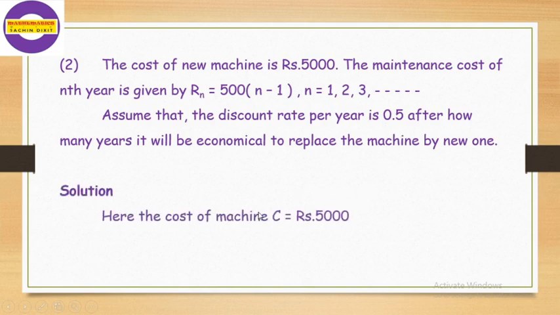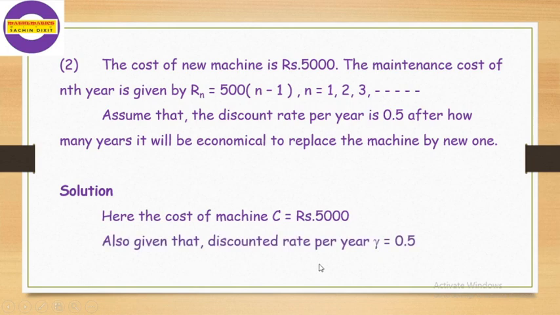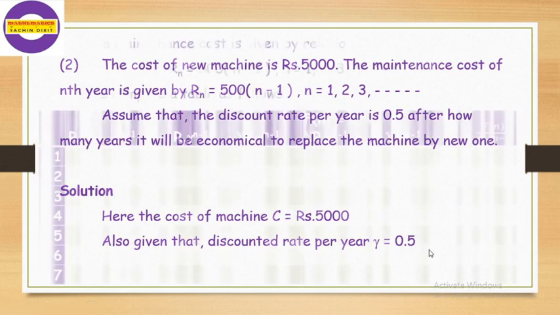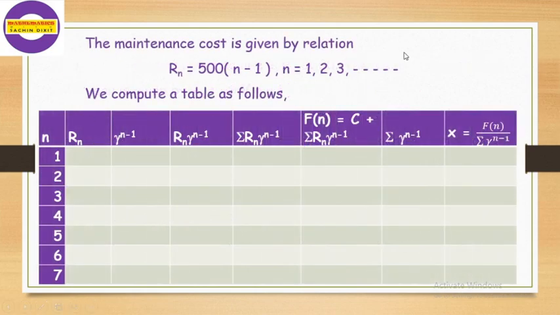So now first write down the given terms. Here the cost of the machine C equals rupees 5000 and the discounted rate per year gamma equals 0.5. And the maintenance cost Rn is given by the relation Rn equals 500 into n minus 1, n varies from 1 to 3 and so on. And we compute the table as follows. The table is similar to the previous one, with just changes in some values, and the remaining part will be the same. There are 8 columns which we have to mention here.